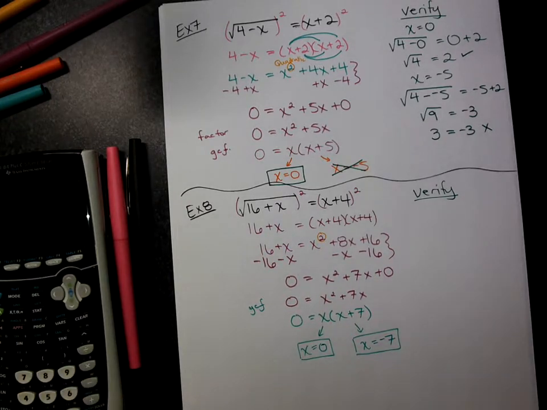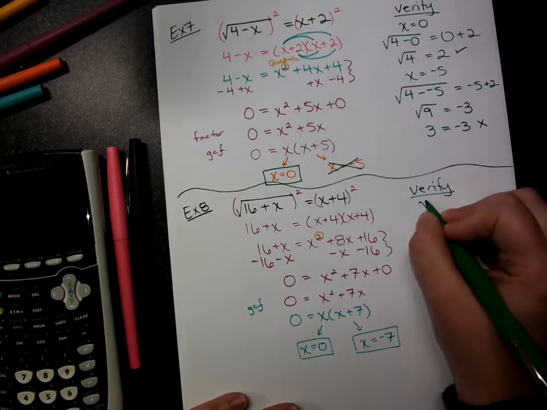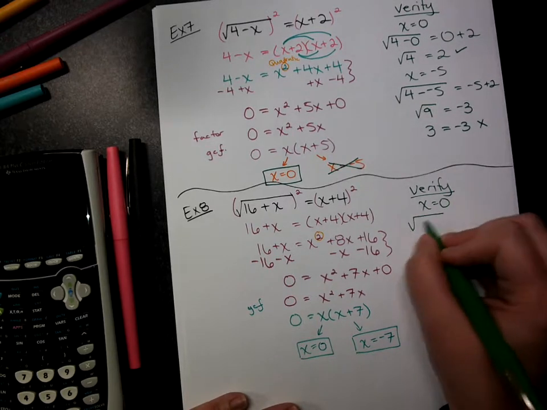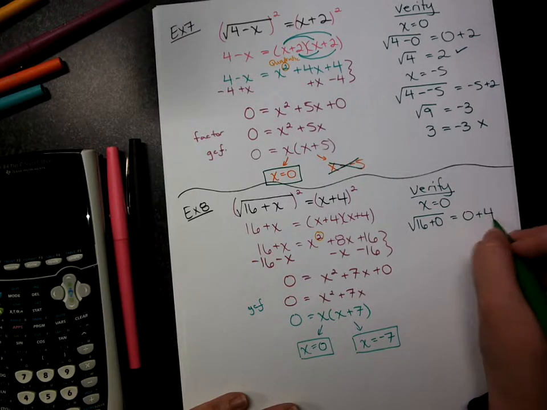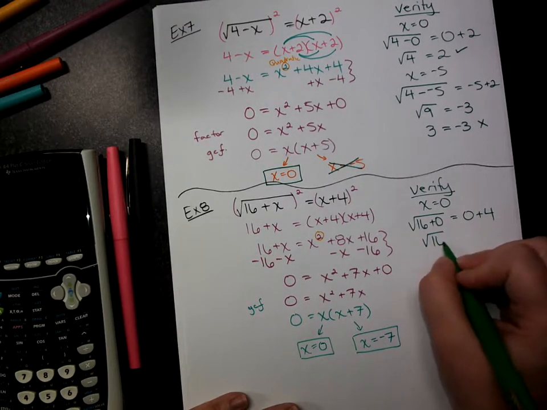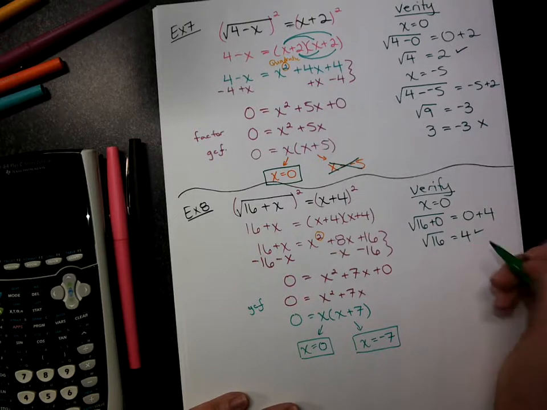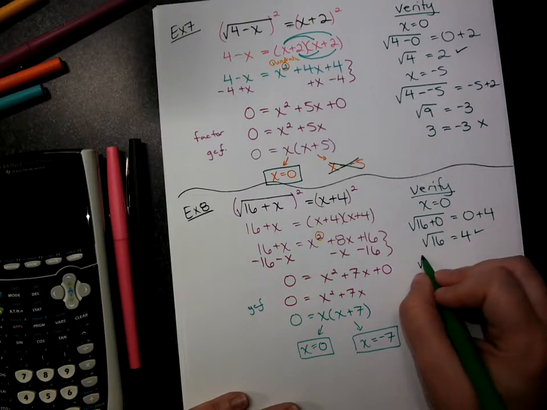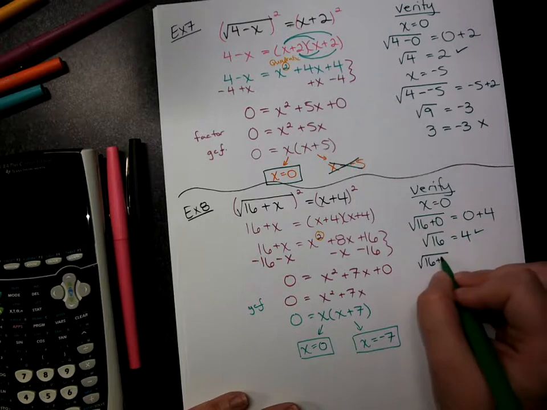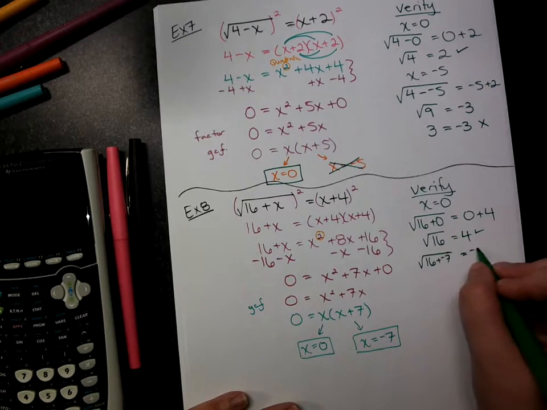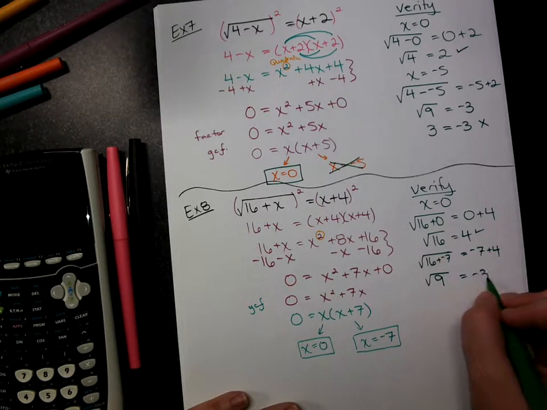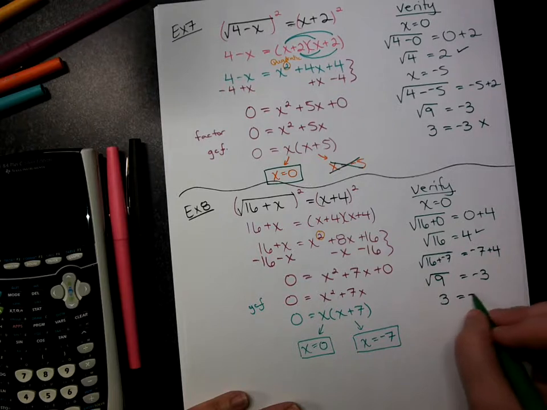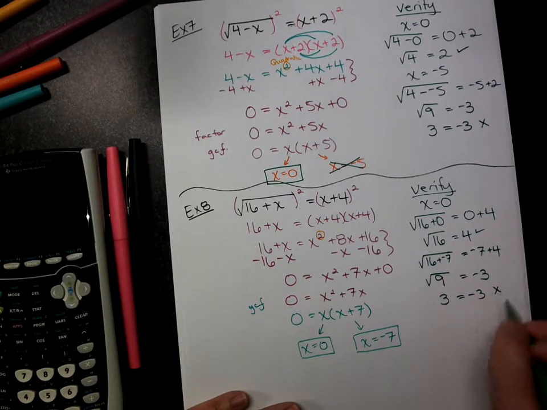So in order to verify, I'm going to plug in 0 first. That's an easy one. The square root of 16 plus 0, I need to see if that equals 0 plus 4. That's the square root of 16, and it does equal 4. I'm going to plug in negative 7. 16 plus negative 7, see if that equals negative 7 plus 4. 16 plus negative 7 is 9.